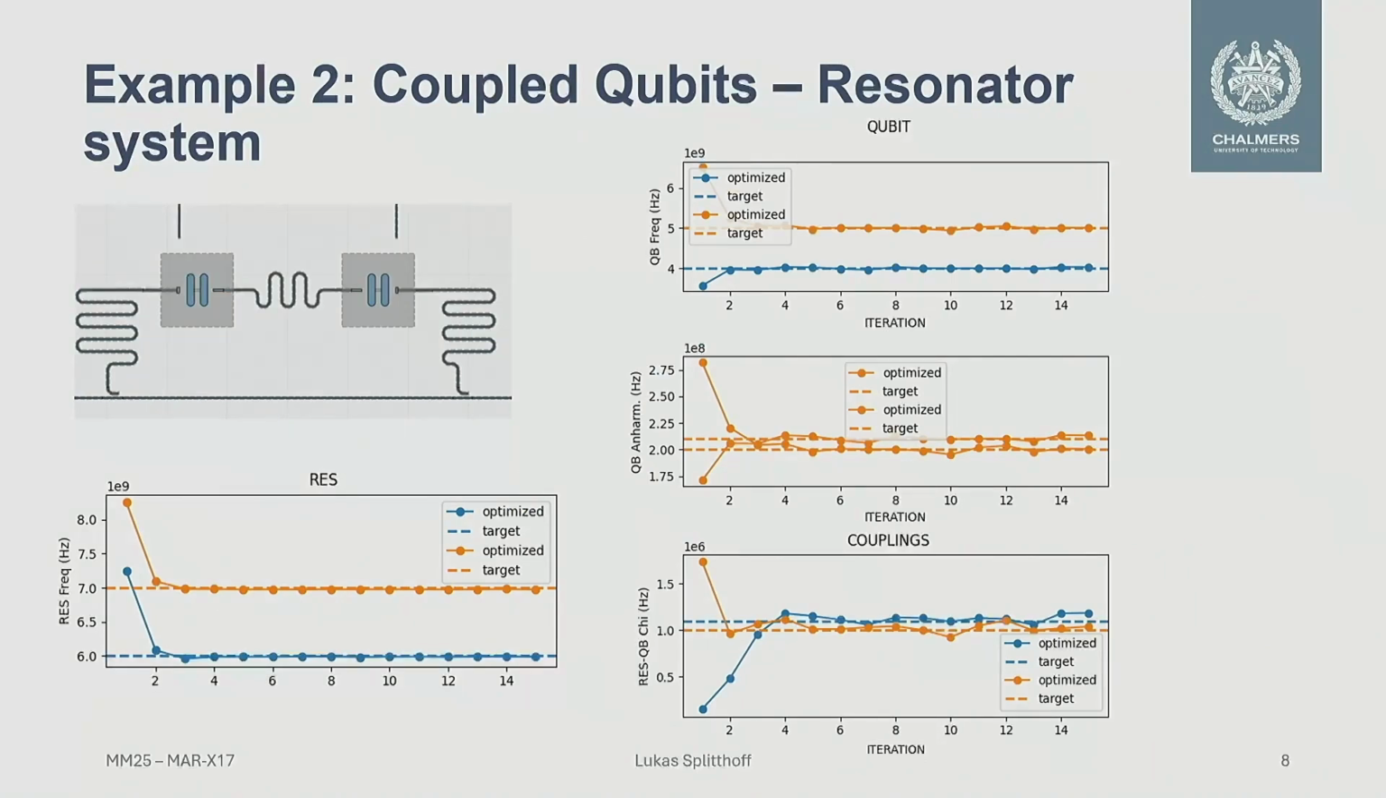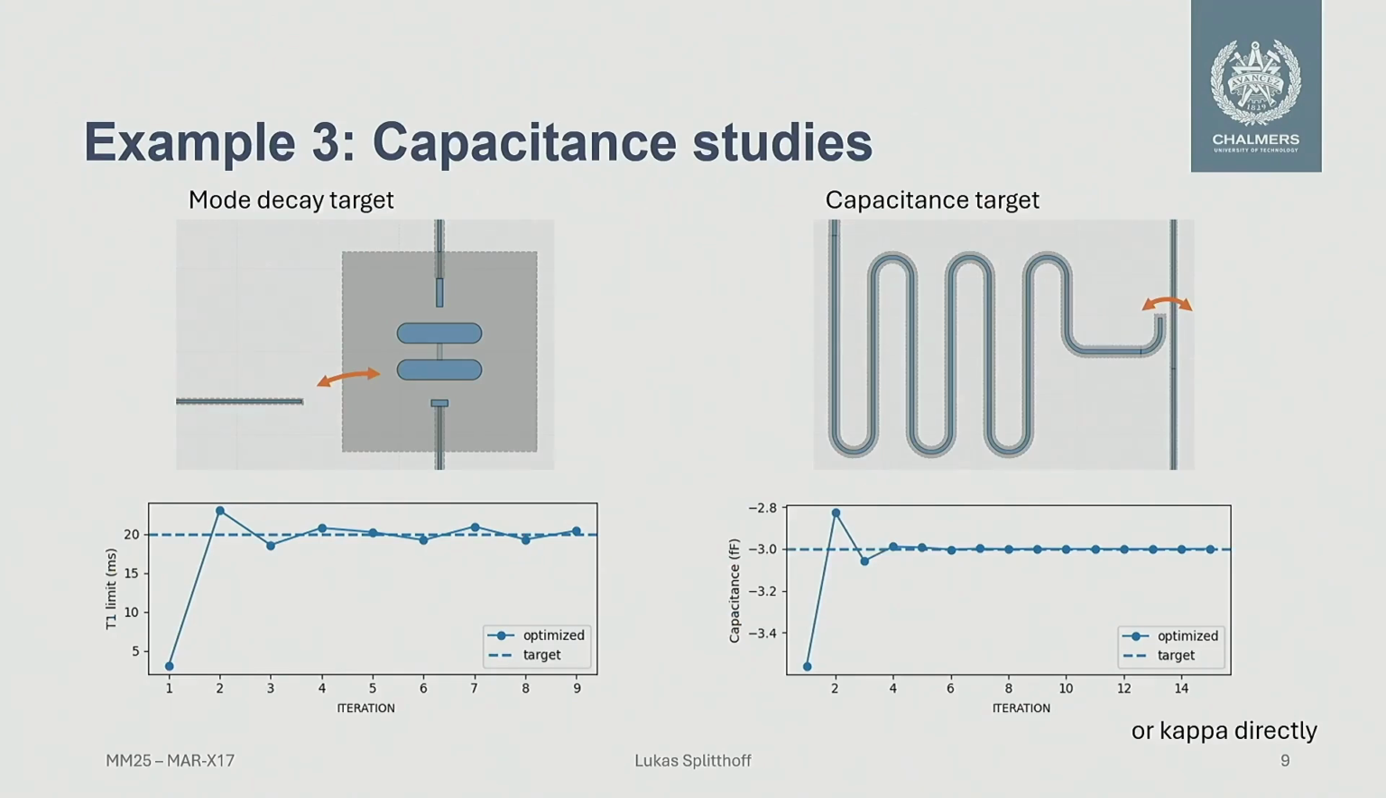And now there are more examples, but the story repeats. So here's a 2-qubit example, and it converges. We can also do capacitance simulations, and we have 2 examples prepared here. One where we study the mode decay into a charge line. We prepare the T1 limit as our target parameter, and we adjust the distance to this coupling port in such a way that we reach a T1 limit of 20 milliseconds. Now here, sometimes you're interested in a certain capacitance value between 2 structures, and that works in a similar way.